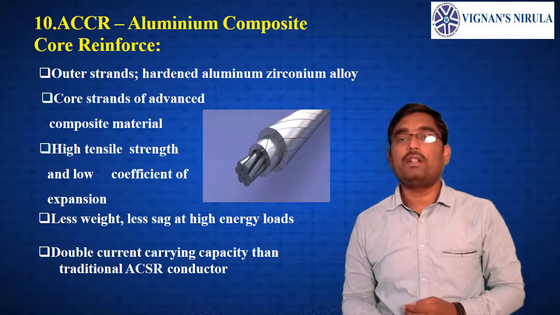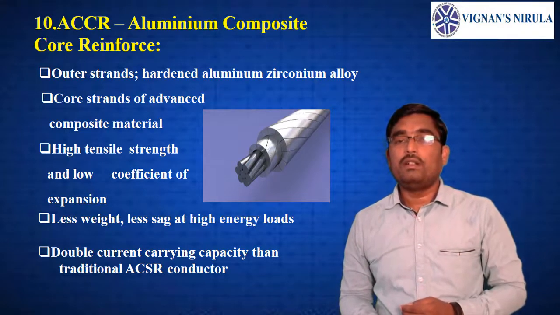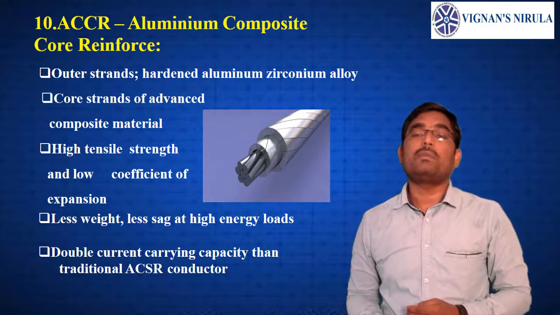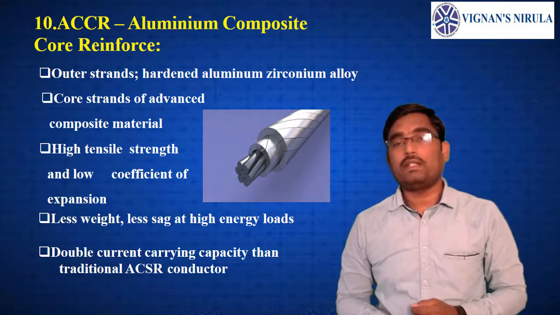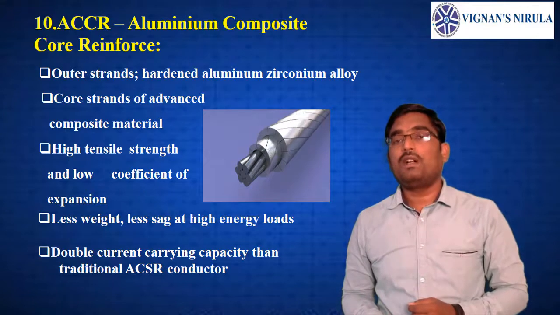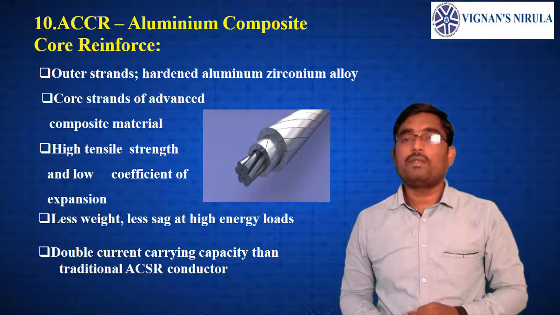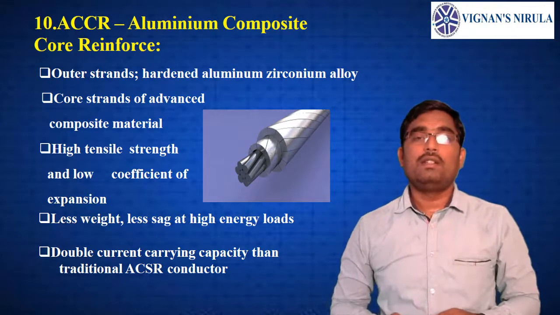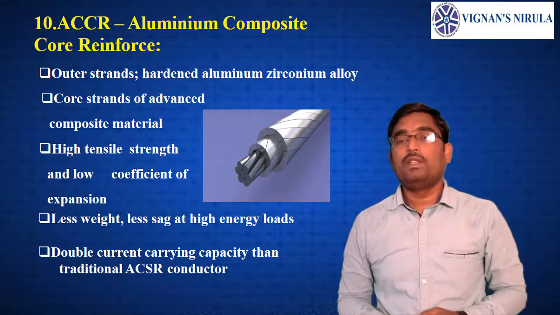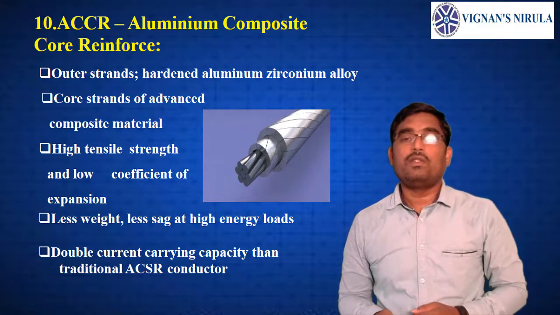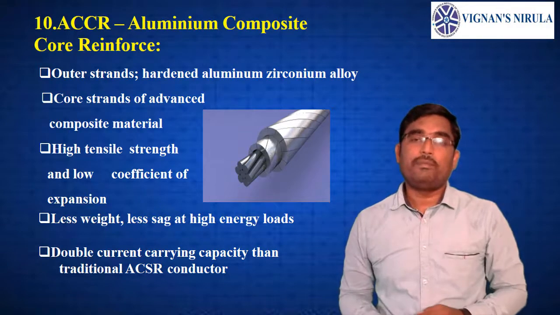Because of using this hardened aluminum zirconium alloy, it has double the current carrying capacity of the traditional ACSR conductor. See here, current carrying capacity will be doubled when compared to the ACSR conductor. The core strands are of advanced composite material, here a steel core. Tensile strength is very high and the coefficient of expansion is low. Low coefficient of expansion means even with variations of temperature, the size will not vary. Less weight, less sag at high energy loads. Even at high energy loads, the weight will not vary and the sag will not vary.